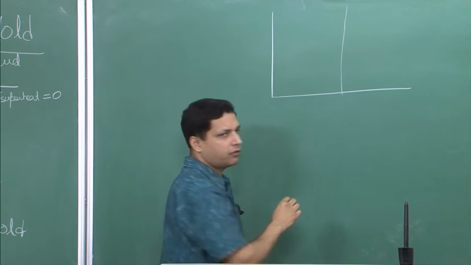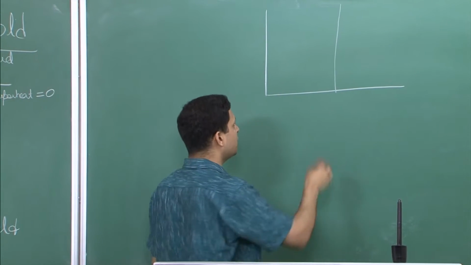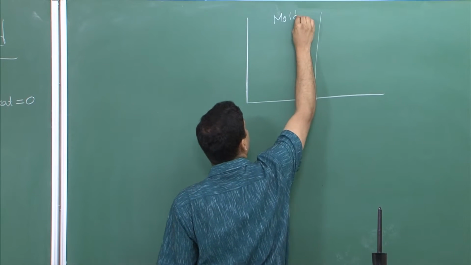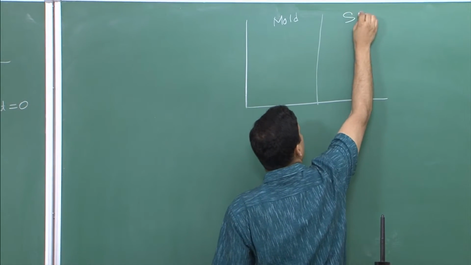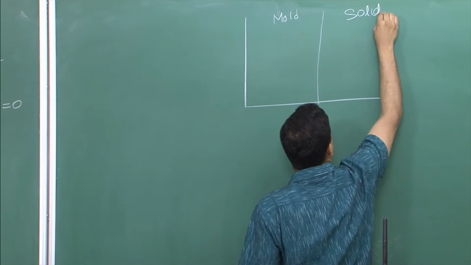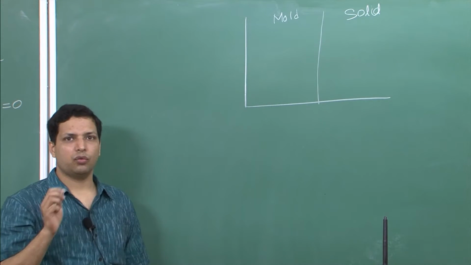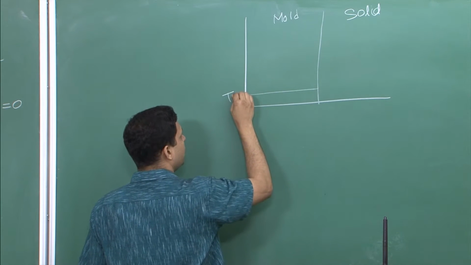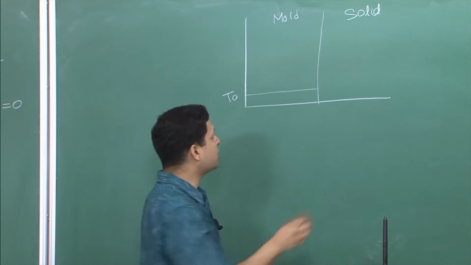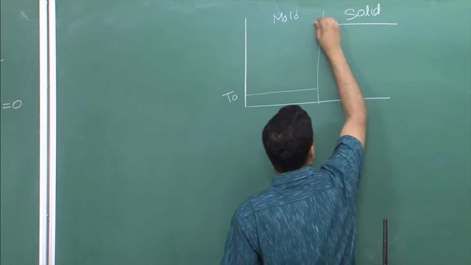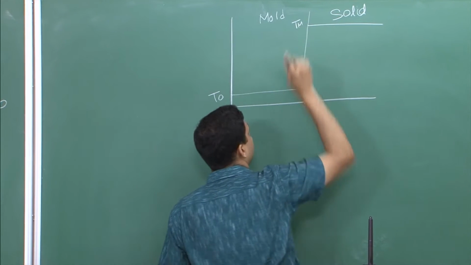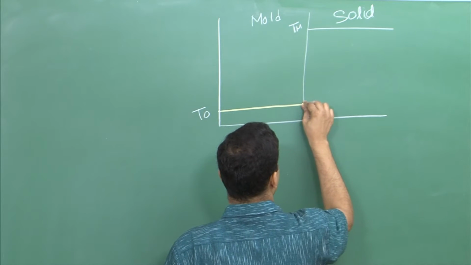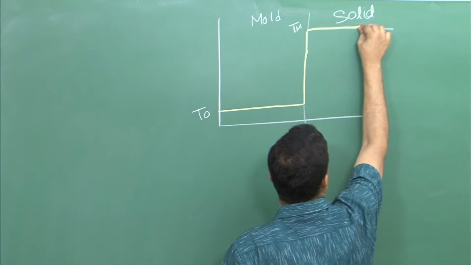Let us say this is an interface, and it can be any interface, it need not be the solid-liquid one we are talking about, but just for the sake of comparison with what we are discussing over here, let us say this is the mold and this is the solid. So just at the beginning, what will happen? Just at the start, mold is at T0, which is the ambient temperature, and solid is at Tm temperature. So the temperature profile is a step function like this.